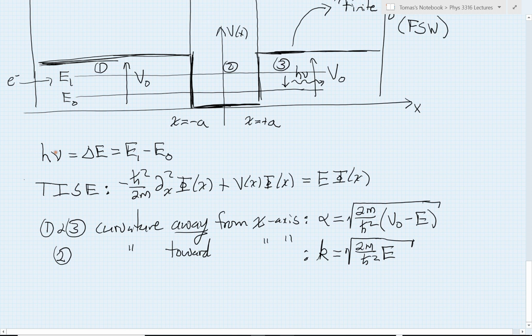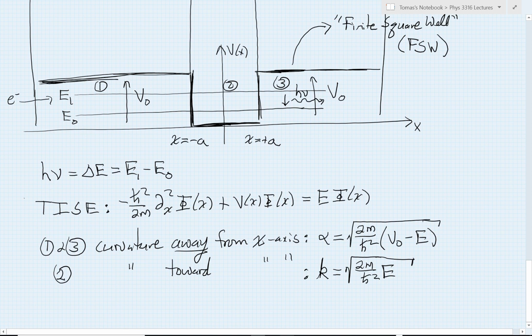So this is the general situation. My job now is to begin to find the solutions to the time-independent Schrödinger equation in each of the three regions while I apply the appropriate boundary conditions.